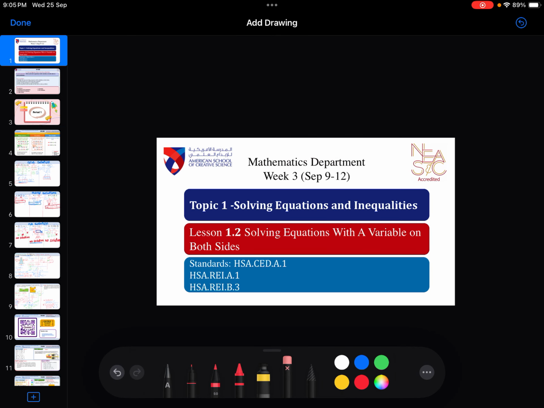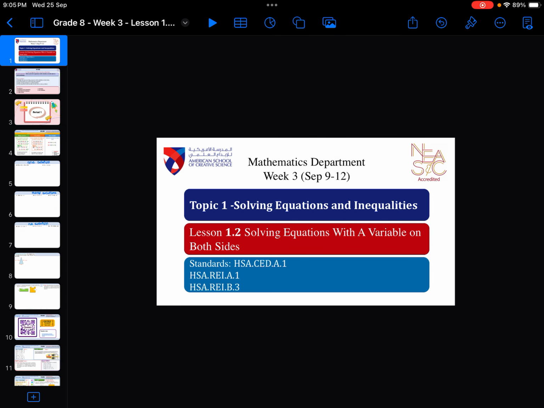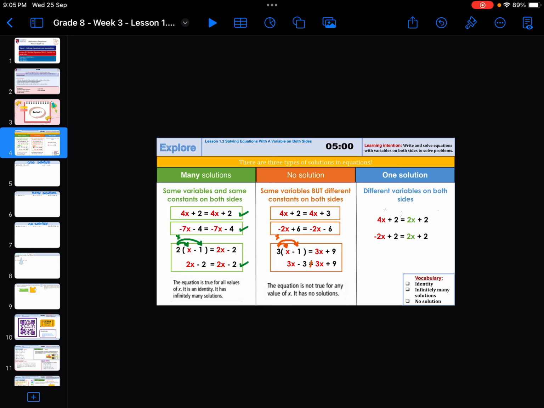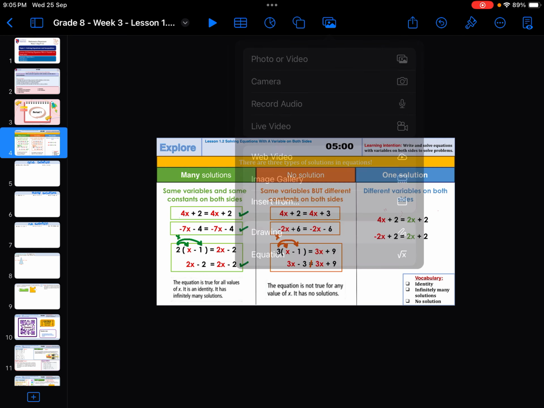Okay, so very quickly I'm gonna do a revision on lesson 1.2. I'll just make sure to summarize the ideas for you, organize them and make them clear. So this lesson is about solving equations with a variable on both sides. In this lesson you're gonna see three types of equations.